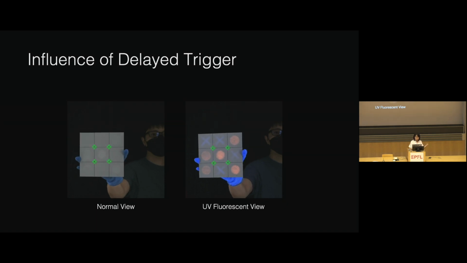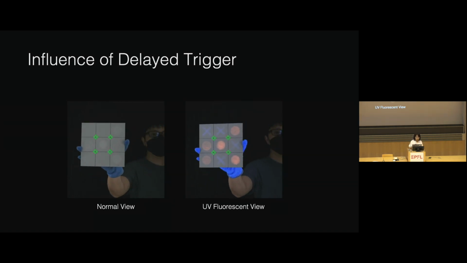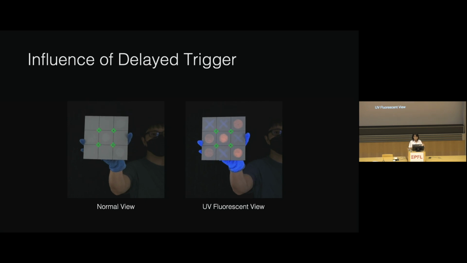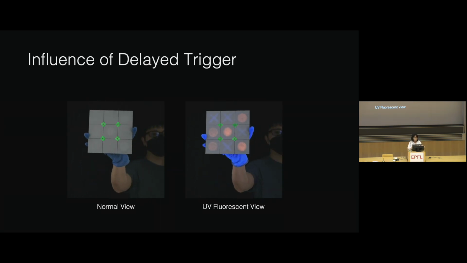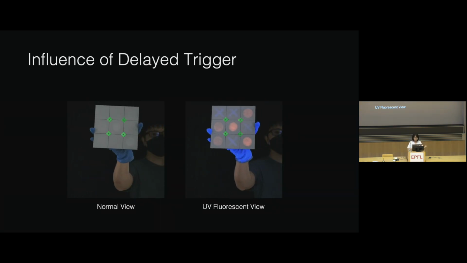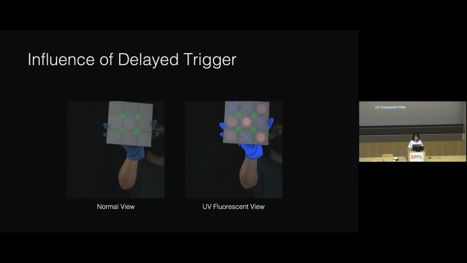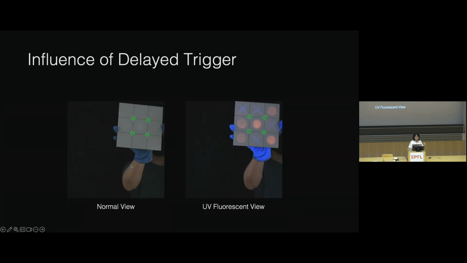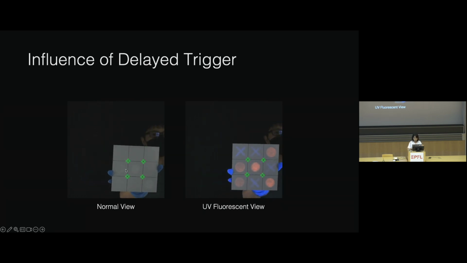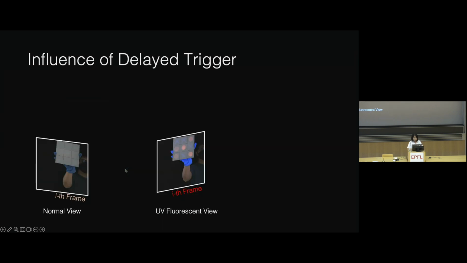And next, I want to discuss a little bit about our delay in the time domain. Since our fluorescent view and normal view videos are not perfectly synchronized, they're triggered with a few milliseconds delay. Here, I want to show you some experiments that we did on evaluating this influence. So here, we consider features that are visible under both views, these four corner points here. We first project them into 3D using camera parameters and multiple images. And then we calculate the distance between these two 3D points, and this is the error caused by the delay between these two types of videos.